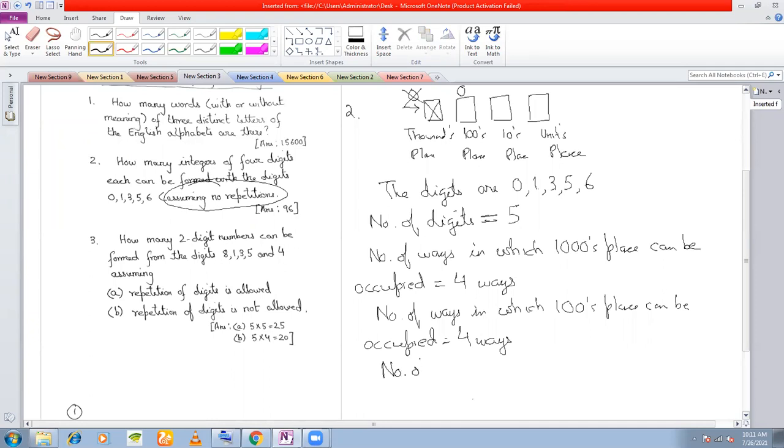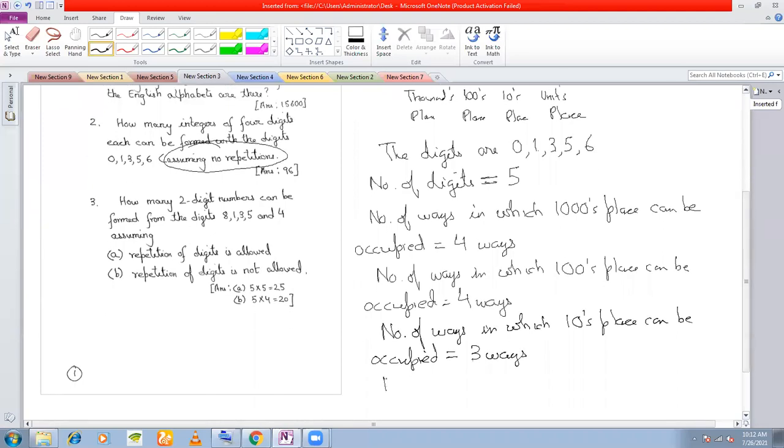Now let's come to the tens place. Number of ways in which the tens place can be occupied. Now remember, 2 places have already been occupied, right? So how many digits left with you? Only 3 digits left, isn't it? So it can be occupied in 3 ways.